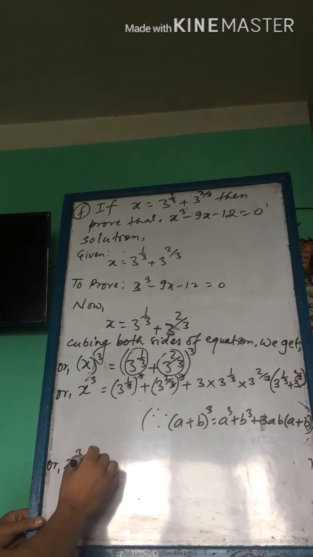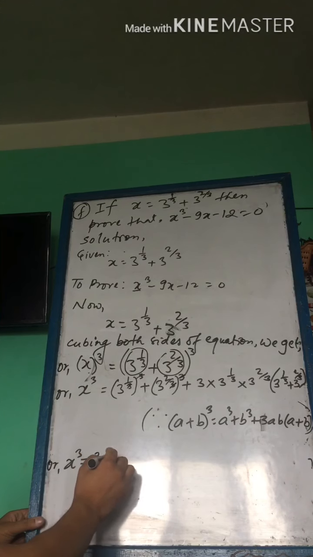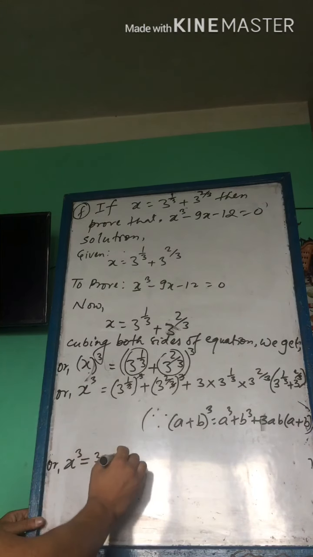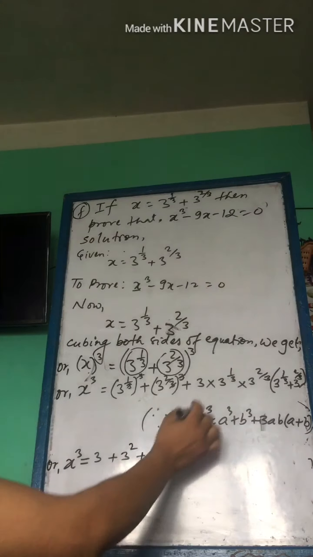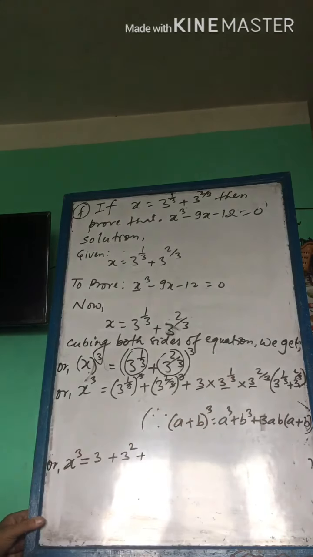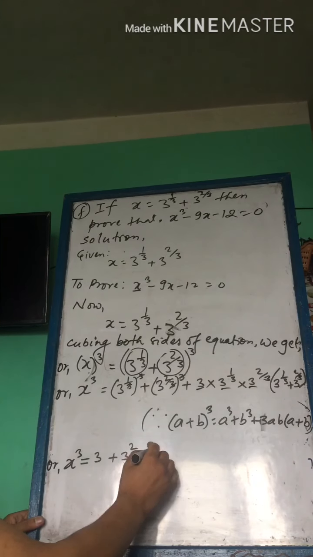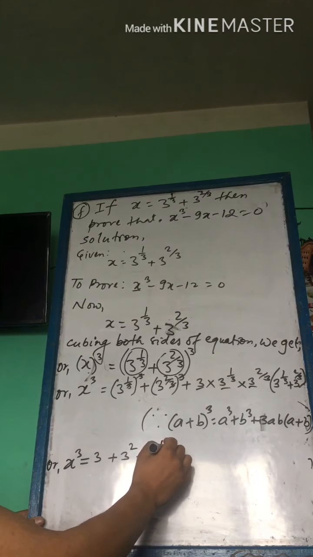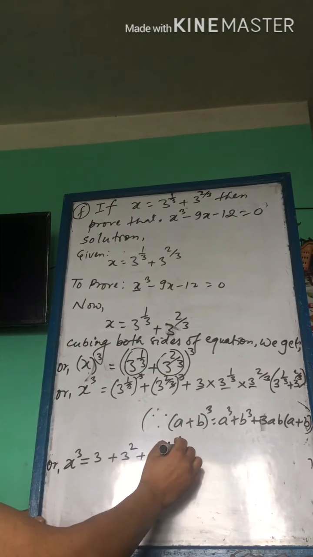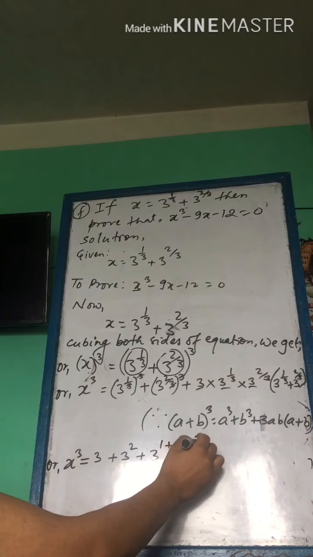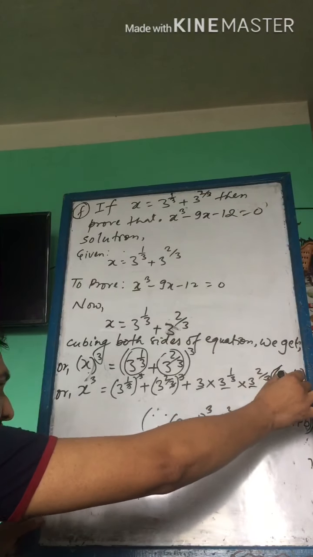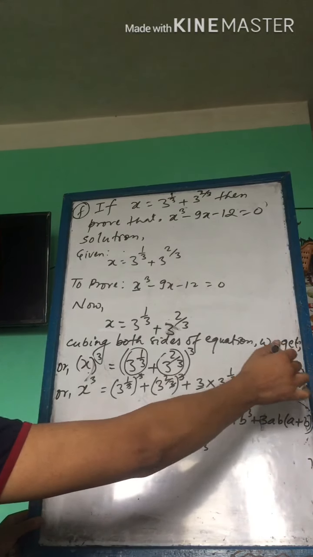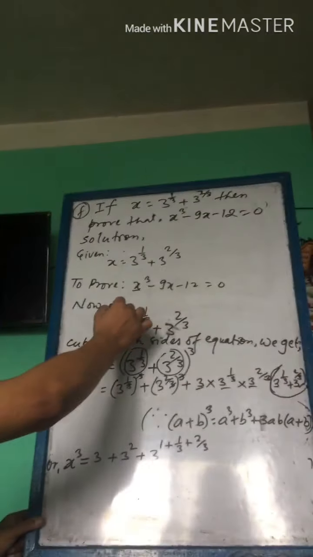That will be equal to 3 to the power 1, that is 3, plus 3 to the power 2, that is 9, plus. Now these are indices having the same base and are in multiplication form. Keep the base the same and add their powers to get the result. 1 upon 3 plus 2 upon 3. And now this equals how much? 3 to the power 1 upon 3 plus 3 to the power 2 upon 3, whole to the power 3, equal to x.